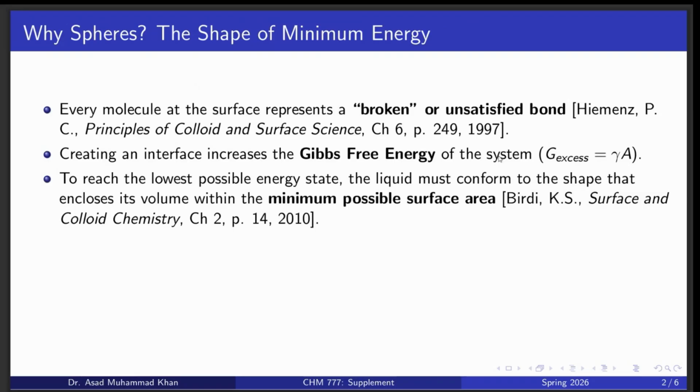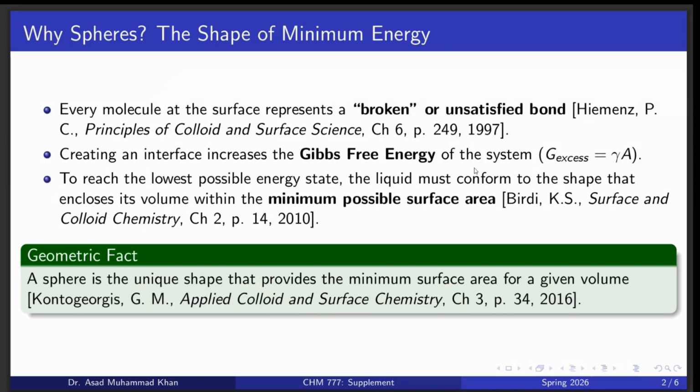Every molecule at the surface represents a broken or unsatisfied bond. Creating an interface increases the Gibbs free energy of the system: G_xs equals gamma times A. To reach the lowest possible energy state, the liquid must conform to the shape that encloses its volume within the minimum possible surface area. So a sphere is the unique shape that provides the minimum surface area for a given volume.